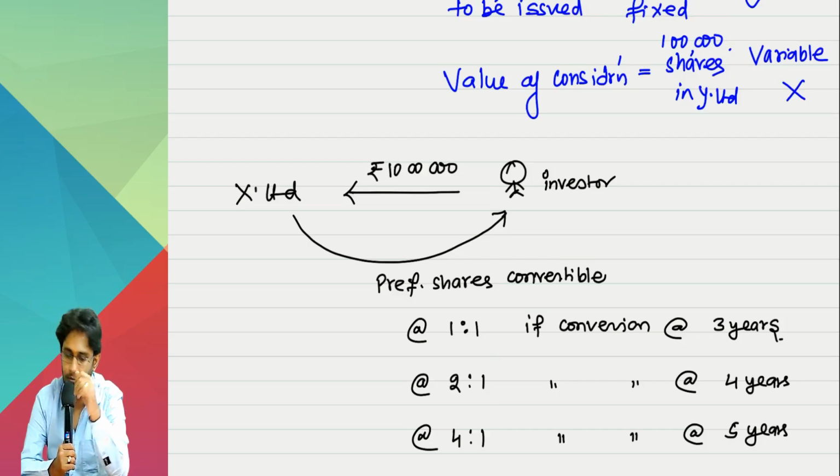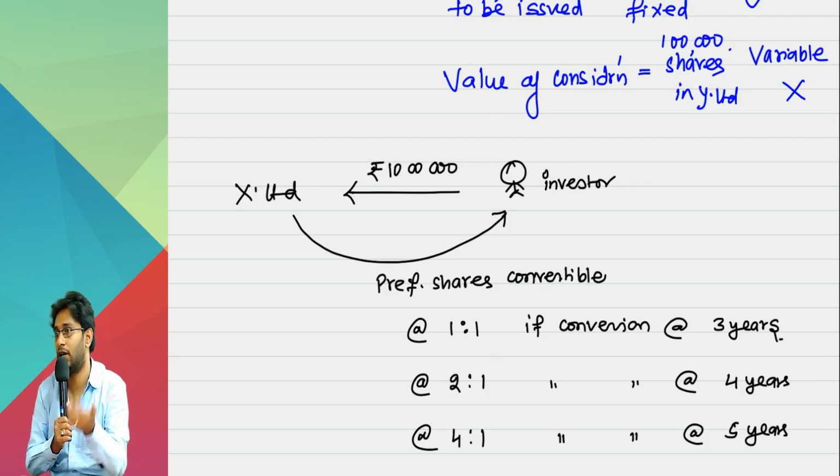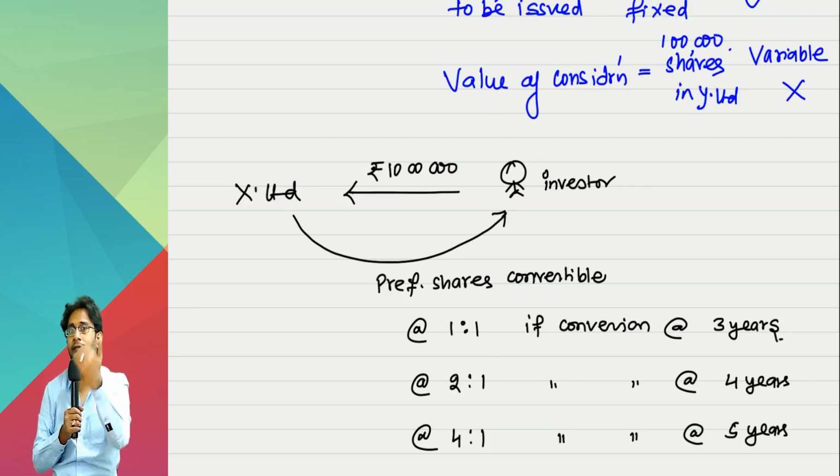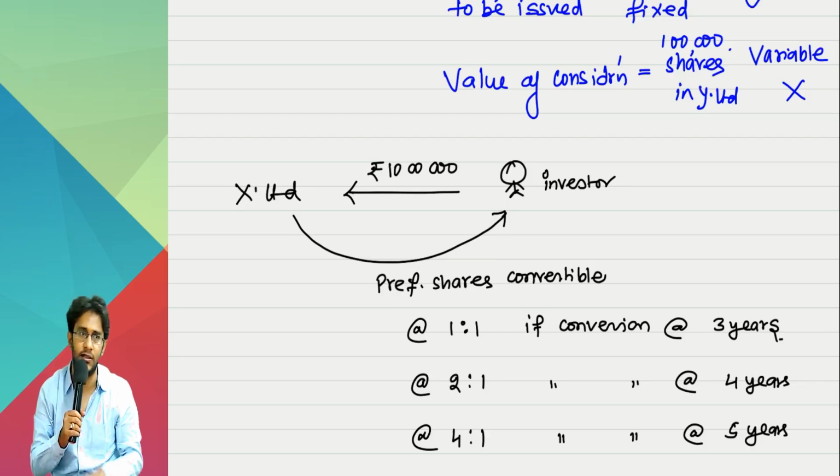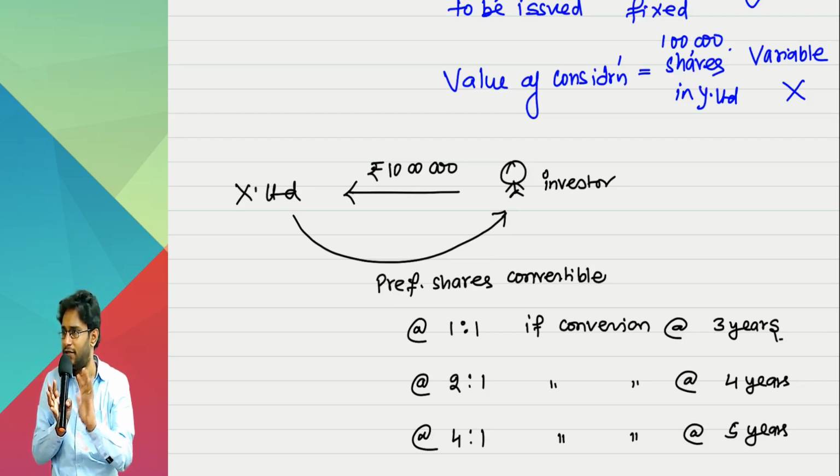Either 1:1 or 2:1 or 4:1, depending on what? Depending on the time when you are coming, based on that the conversion ratio is changing. Technically speaking, the variable, correct? Why? Because the preference shares I issued are 10,000, equity shares I will be giving is either 10,000 or 20,000 or 40,000, depending on when the investor is coming to us for conversion, isn't it, sir? Overall, in a way, if you observe, this is variable.